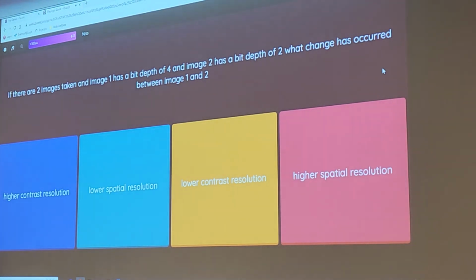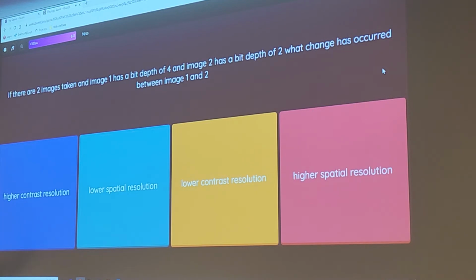So in image one, how many shades of gray do we have? 2 to the power 4 is 16. And then image two? 4. So in image one, we have 16 different shades of gray. Image two, we have 4 shades of gray, right? So it is decreasing, going from 16 to 4. The more shades of gray you have, the higher contrast resolution you have, right? The fewer, the less contrast resolution you have.